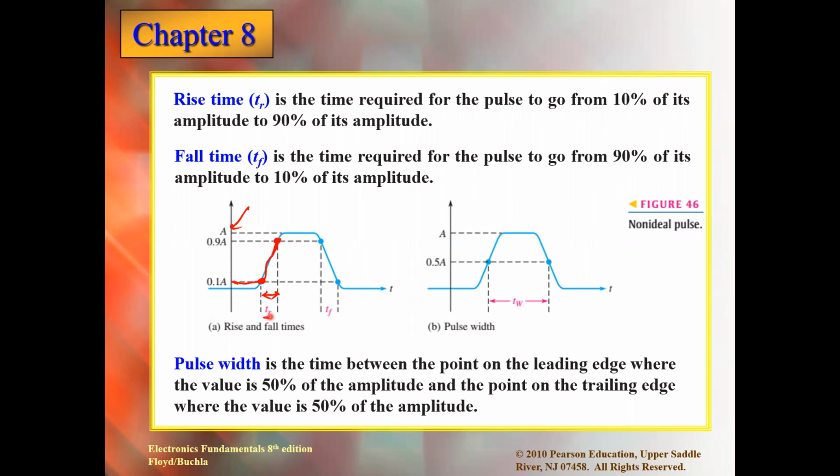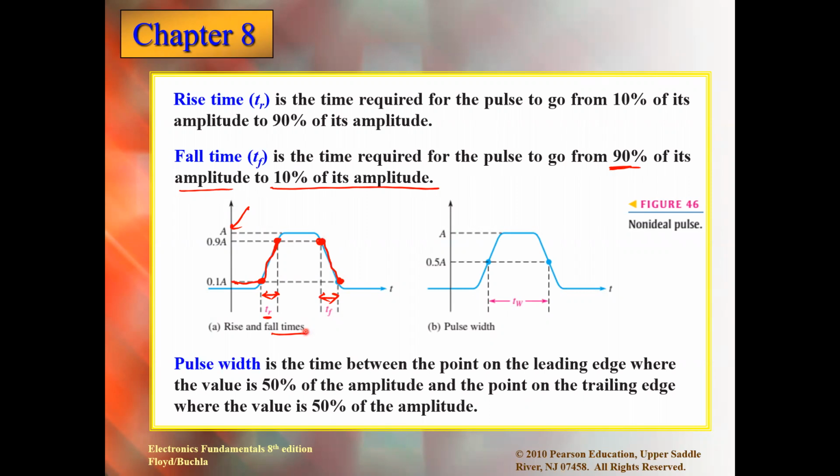Similarly, we have fall time. Fall time is the time required for the pulse to go from 90% of its amplitude to 10% of its amplitude. So it is a 90% value, and it is falling to the 10% here. This is called TF. This time is called fall time.